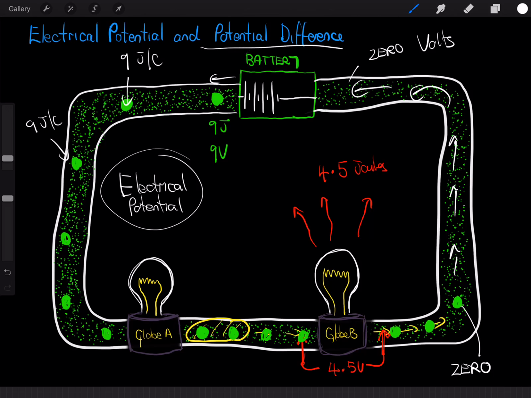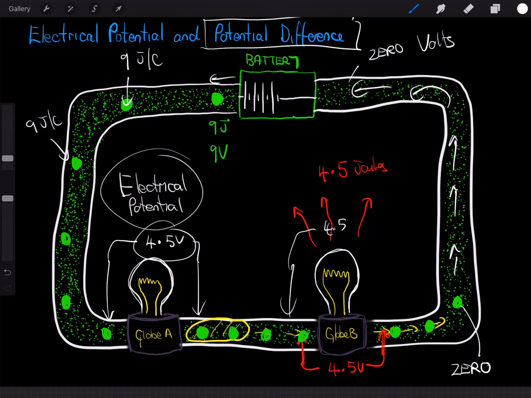The potential difference, which is what a voltmeter measures, is the difference in electrical potential. So to recap, if we were to put a voltmeter across this globe, because it lost 4.5 joules of energy per coulomb, we would expect to see a potential difference of 4.5 volts across that globe, and also across this globe. So hopefully that's explained the difference between electrical potential and potential difference.